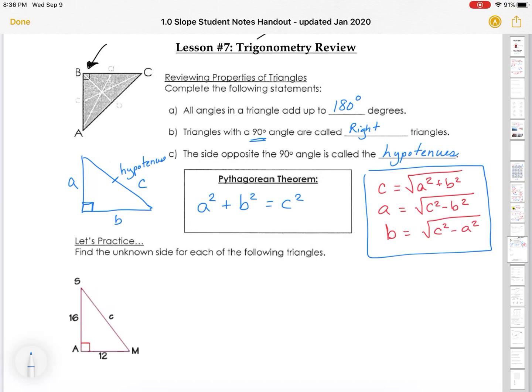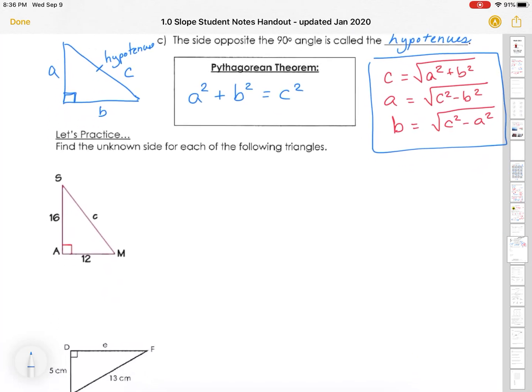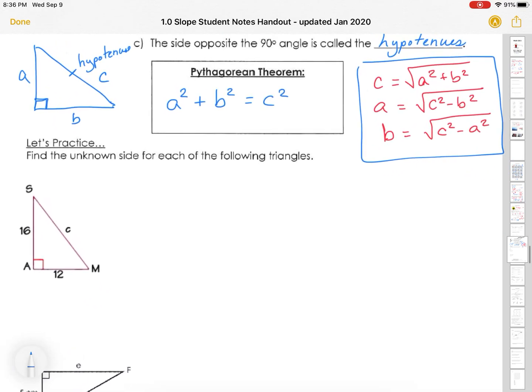Let's take a look. Let's practice and let's find the unknown side for each of the following triangles. So we're going to use the Pythagorean Theorem. So in the first one, we want to find the unknown side. We're looking for the hypotenuse. We're looking for c. So we'll just label these. We'll call this a. We'll call this b. So a equals 16, b equals 12, and we're looking for c.